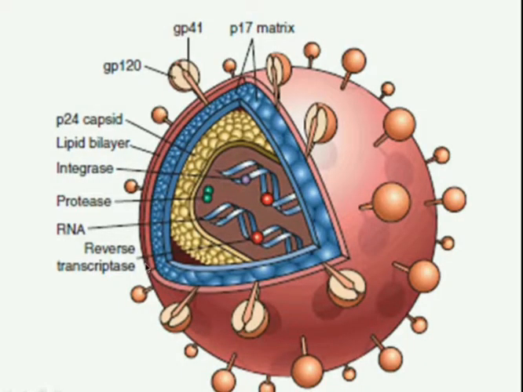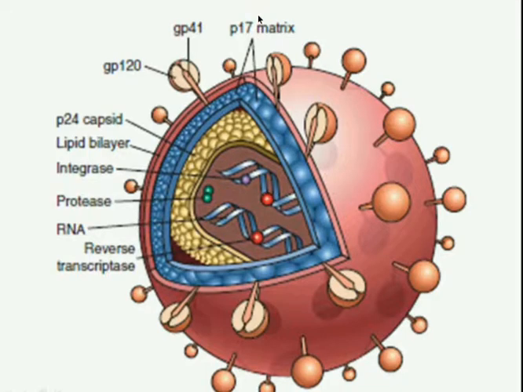Then there is RNA. Then there is a capsid. The capsid protein is known as P24 protein, the P24 capsid protein. This P24 is commonly used in detecting HIV virus. ELISA and such tests use P24 capsid.